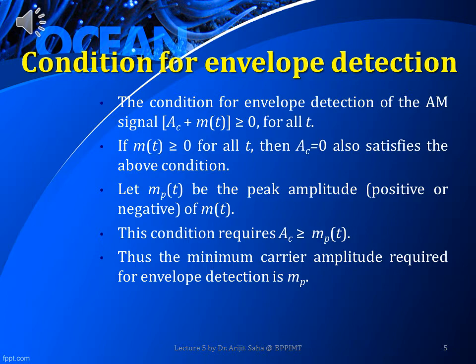Let m_p be the peak amplitude, positive or negative, of m(t). So this condition now requires A_c to be greater than or equal to m_p. Thus the minimum carrier amplitude required for envelope detection is m_p.